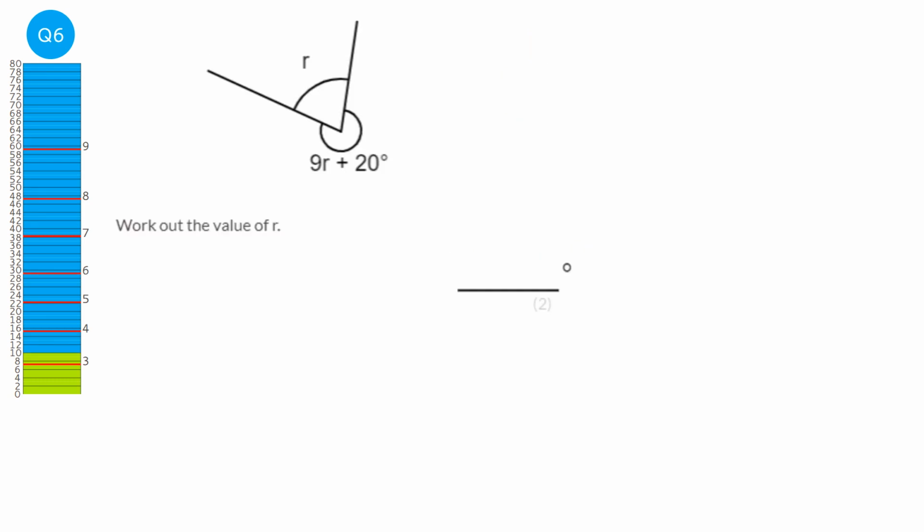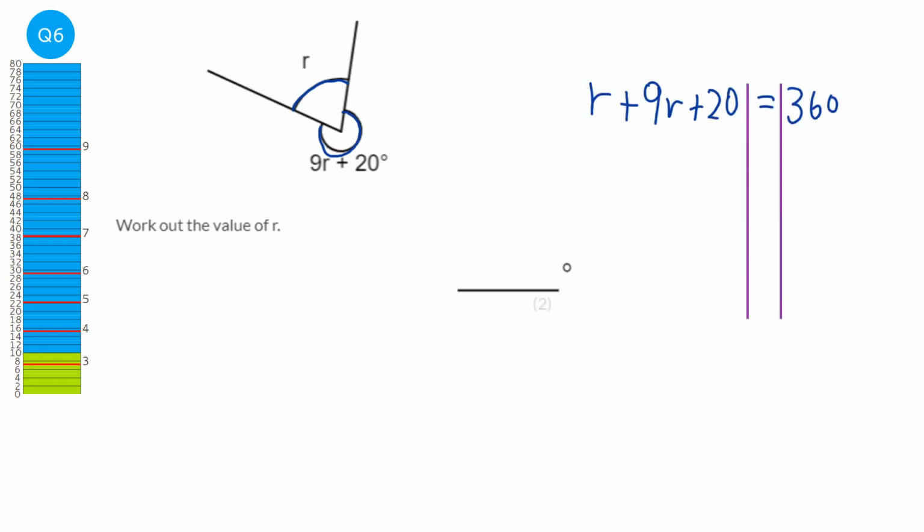So angles on a point add up to 360. And we are given the values of the angles, but in terms of r. So we know that r plus 9r plus 20 will equal 360. So we've got an equation here we can solve.